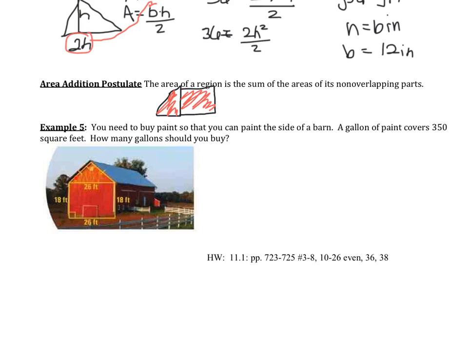So I need to look at this right here. I see I have a triangle and I see I have a rectangle right there. I know I could probably pretty easily figure out the area of my rectangle, so let's go ahead and do that. Let's find the area of my rectangle. Again, we take our length times our width. So that is 18 times 26, which gets me 468. Okay, I found that.